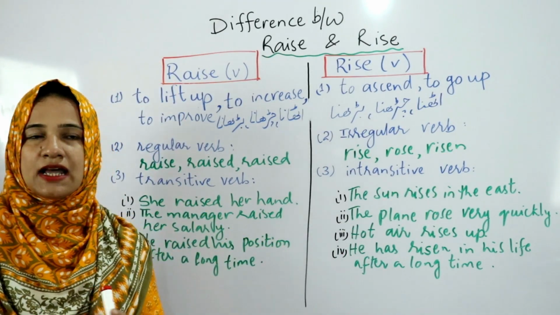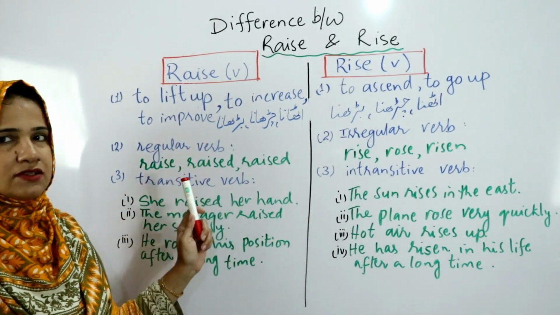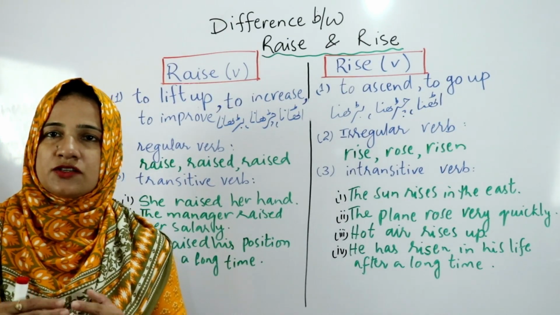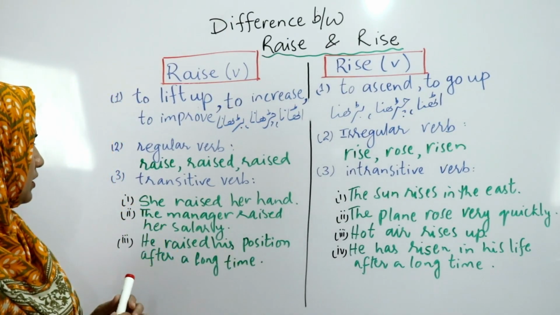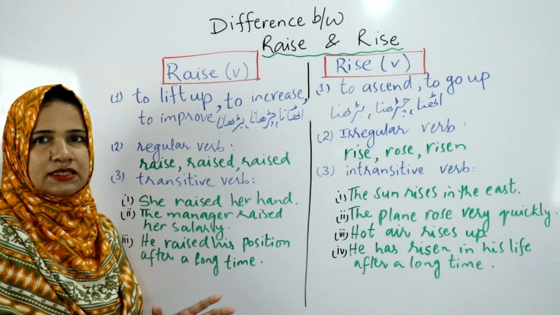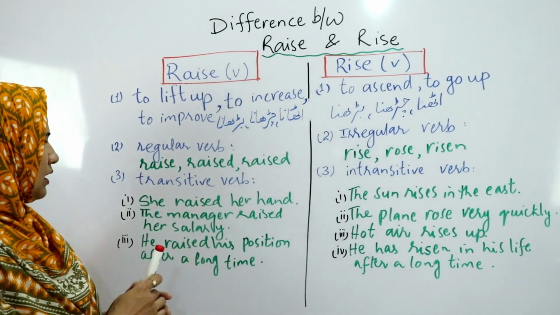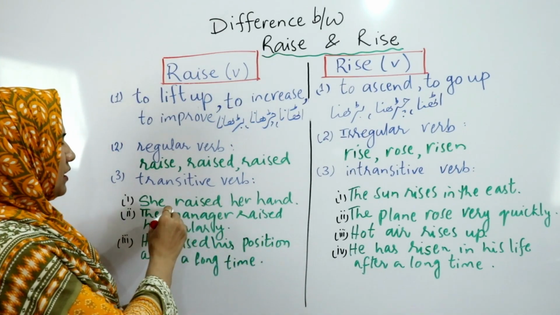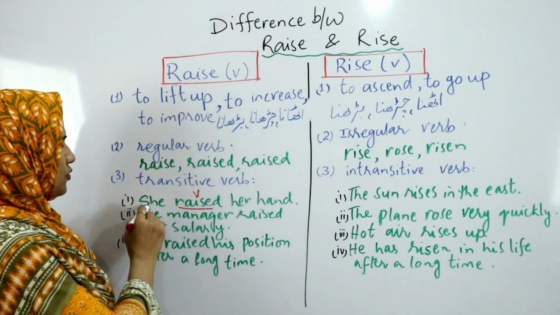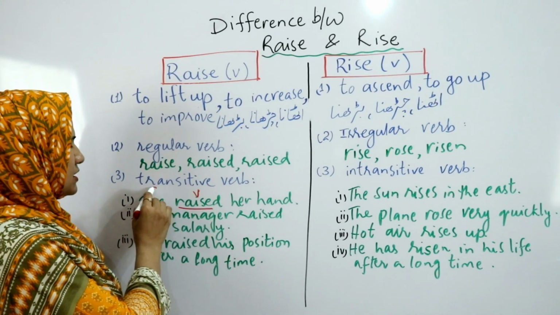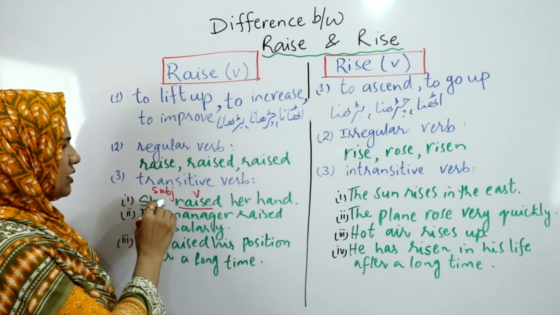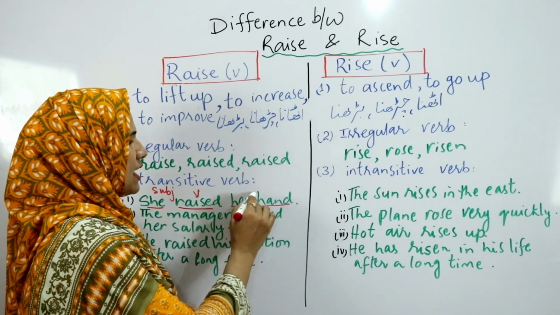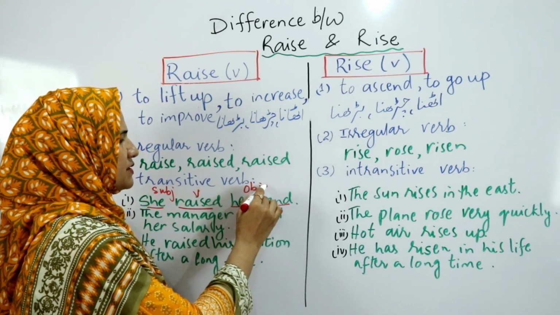Well, the third difference is that raise is a transitive verb. A transitive verb is one that takes an object after it to give complete meanings. I have written a few sentences here to explain this. Number one, she raised her hand. Here you can see raised is the verb and who has raised? She. So she is the subject here, doer of the action. And what has she raised? She has raised her hand. So her hand is the object here.